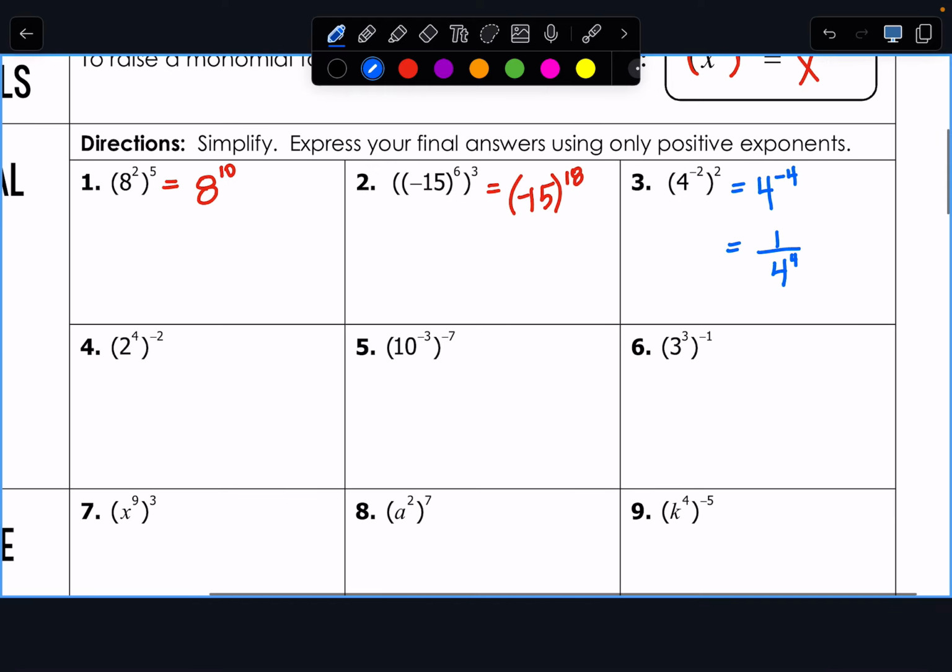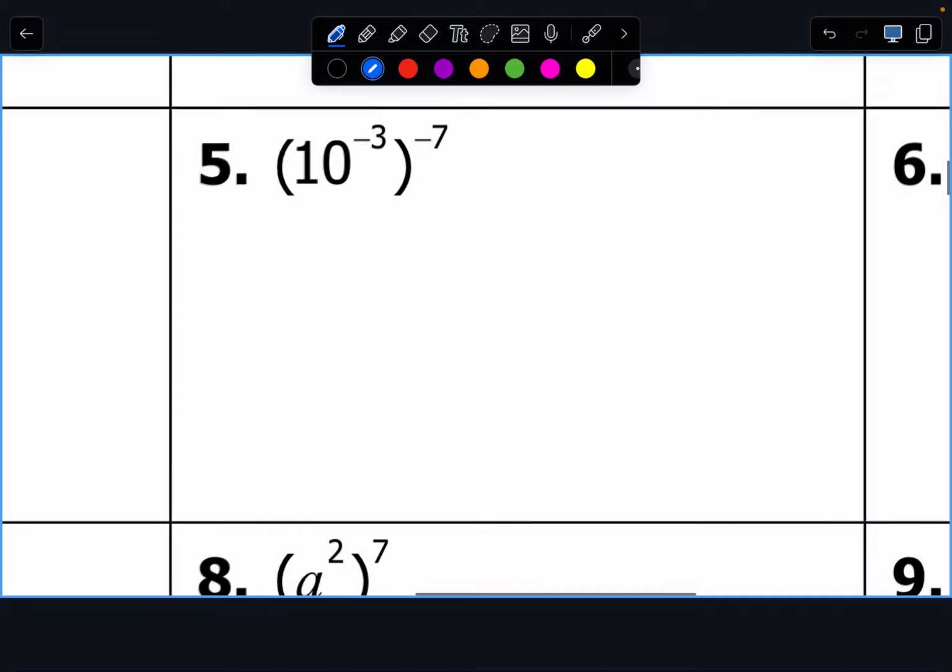Okay. Skip number 4. Look at number 5. What does our exponent on 10 become? Oh, thank you, Matthew. A positive 21. Why is it positive? Negative times a negative is a positive. Man, you guys are on a roll. Yeah. You said it right. Okay.